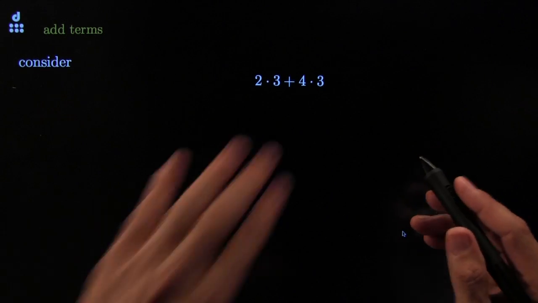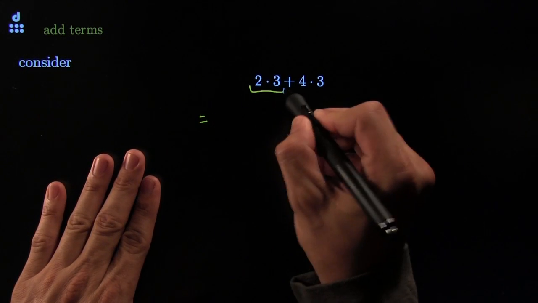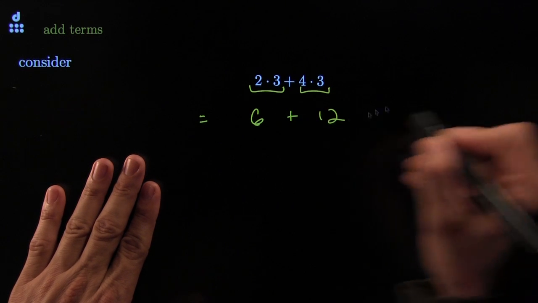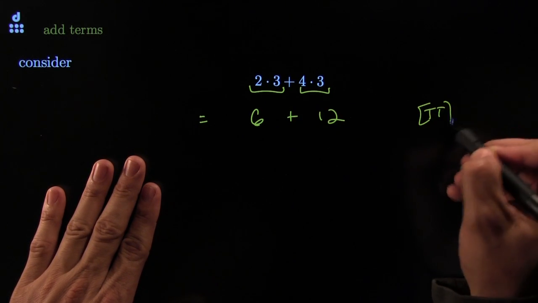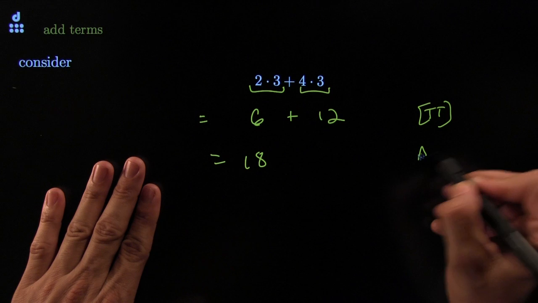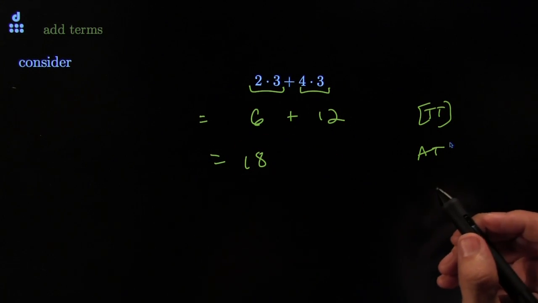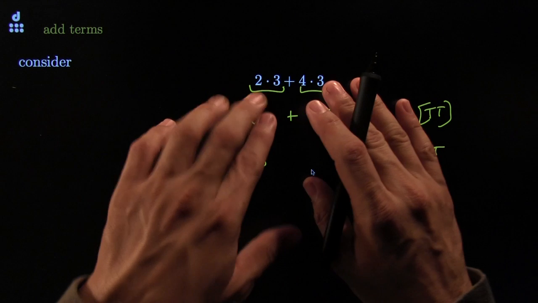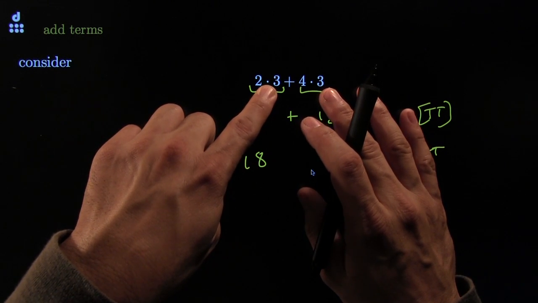Same thing with terms. Check this one out. Again, you focus your attention. How many terms do you have? I've got 2 terms, so I'll go with this: 6 plus 12 by times table, and of course that would be 18 by addition table. That would be a good way to do it. It's not the only way to do it. I'm telling you, the PEMDAS thing is evil. It's not true that you have to do multiplication first.